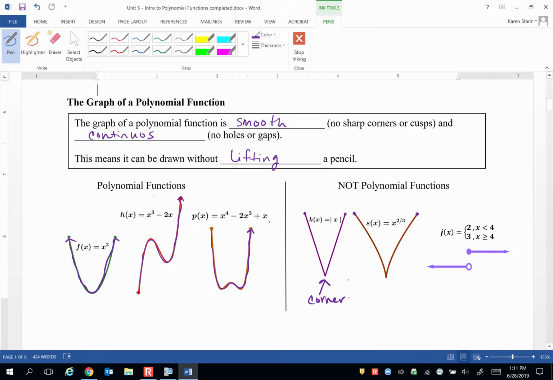And we already saw in the first video that rational exponents are not polynomial functions, and their graphs show you that they're not because they have what's called a cusp, or this one in particular does. And then we have a piecewise function, j of x, the purple function here. It has both a gap and a hole. So we would have to lift our pencil to trace this graph. So this piecewise function is not a polynomial function either.